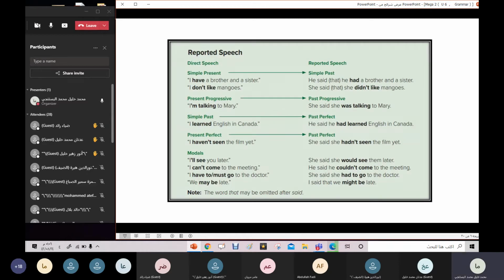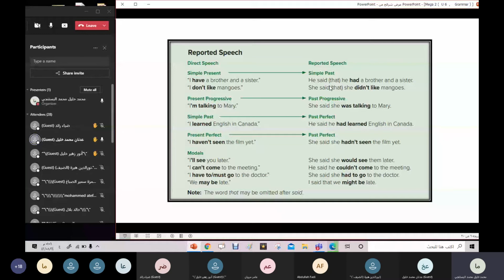Who can read the examples quickly? Adnan? Reported speech, direct speech, simple present. I have a brother and sister. He said that he had a brother and a sister. I don't like mangoes. She said that she didn't like mangoes. Good. You realize here, have, don't like, these are simple present. In reported speech, we change them into past simple.